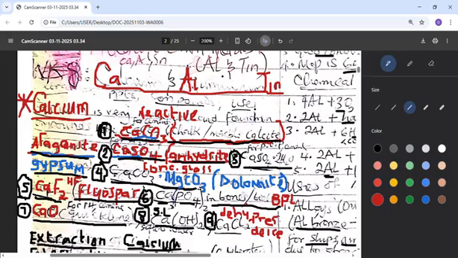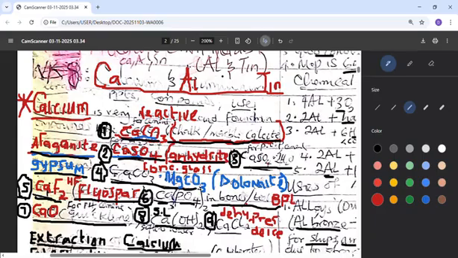Then another one is calcium sulfate, CaSO4, which is called anhydrite. That anhydrite means there is no water there. Anhydrite, so calcium sulfate anhydrite. So from the SO4, it means we can use it to prepare or to make H2SO4, that's acid.